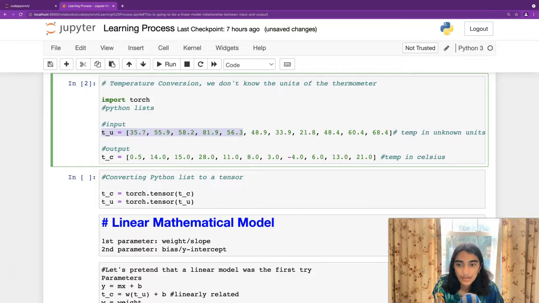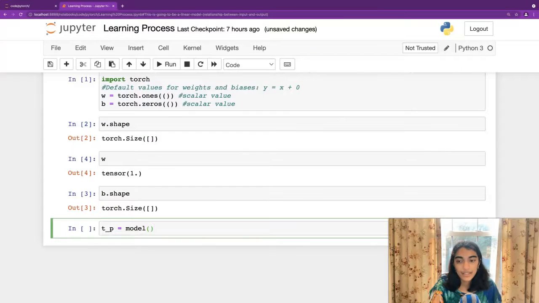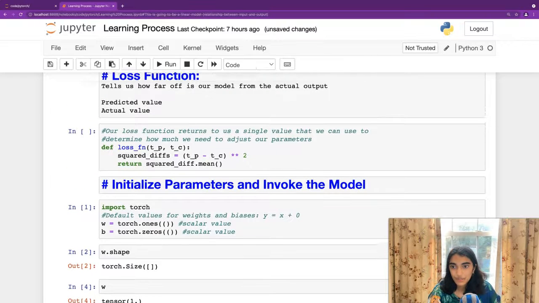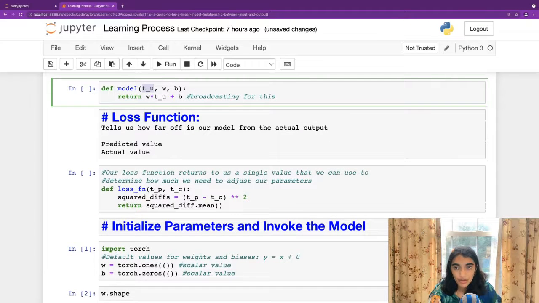Okay, so this is TU. We already defined TC. We did not, however, define TP because we didn't call the model yet to get any new predictions. So let's say TP is equal to model. What do we pass in? We need to first pass in our TU. This is just the parameter name. This isn't the actual TU, if you know how functions work, right? I could have called this unknown temperature, or unknown temp. It doesn't matter, but I'm going to keep it like this for consistency.